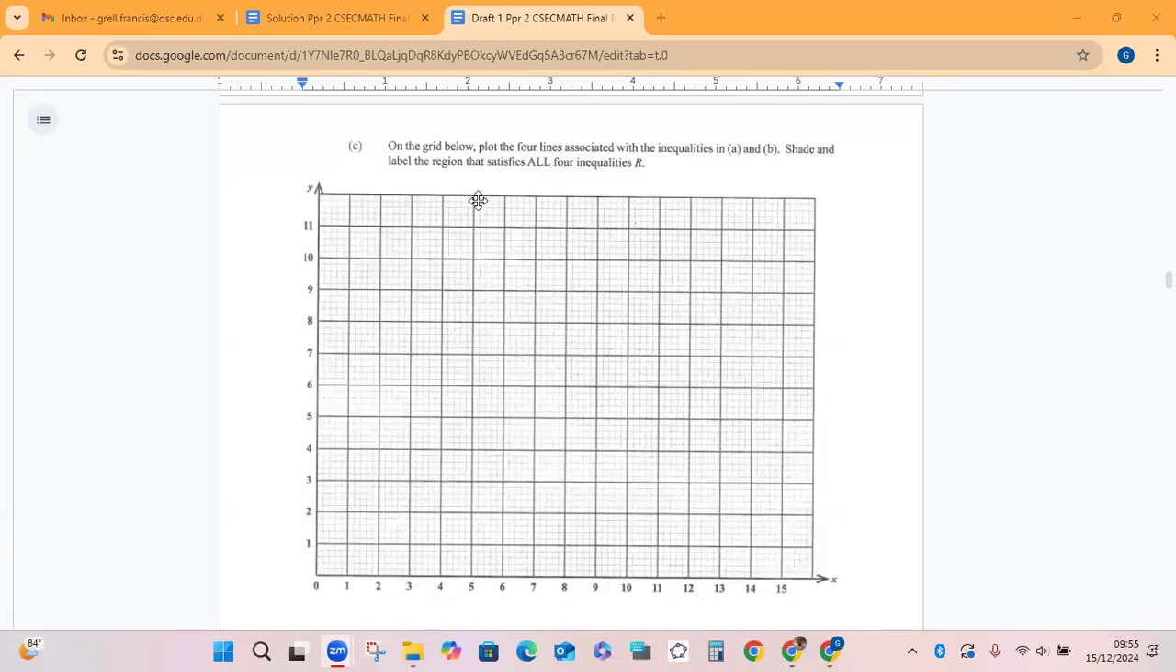This question says, on the grid below, plot the four lines associated with the inequalities in A and B, and then shade and label the region that satisfies all four inequalities. And we have to call that R. So let's do that. There must be four lines because each inequality gives a line.